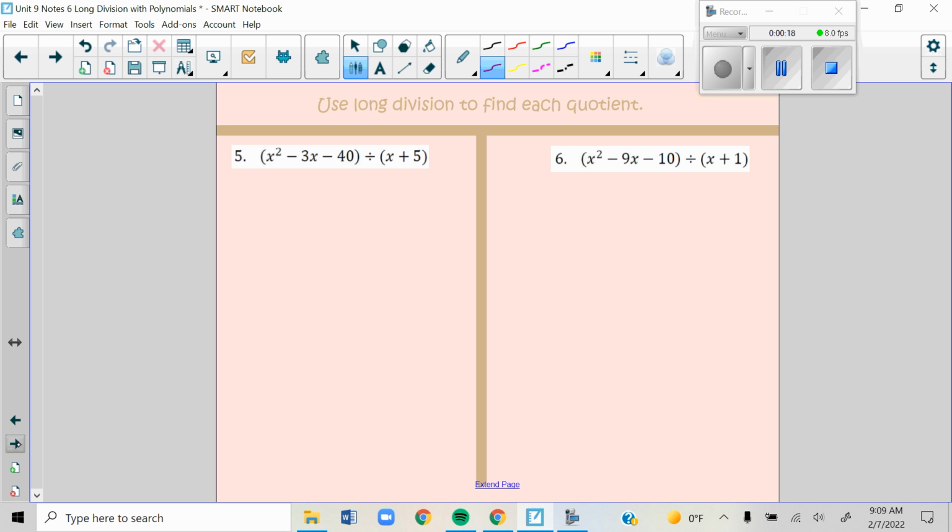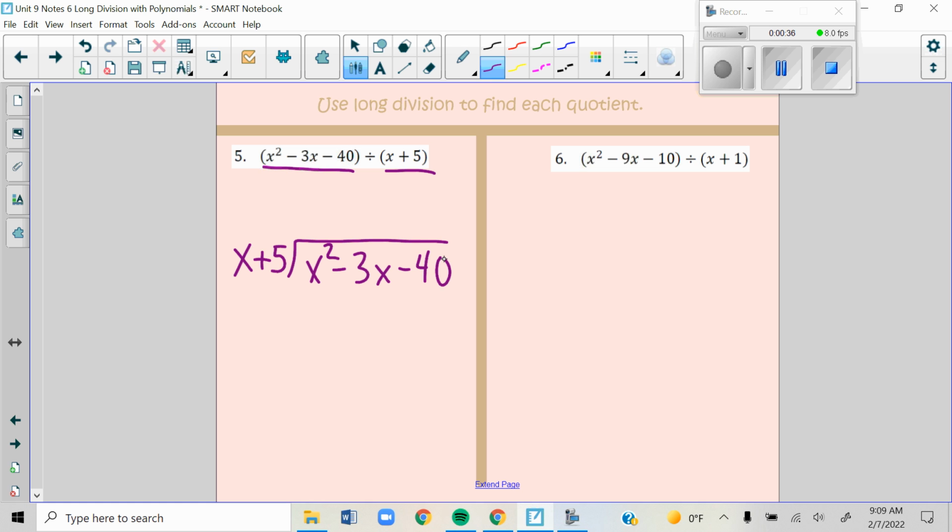All right, so we're going to start with step one. We're going to set up the box. So the divisor, that's this part here, is going to go on the outside, so x plus 5. And on the inside goes our dividend. That's this portion right here. X squared minus 3x minus 40.